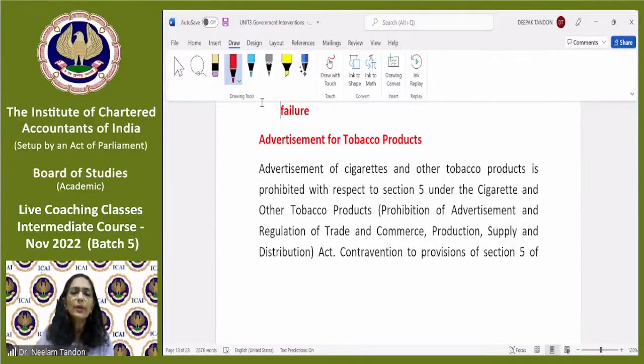Because people should know when they are investing their money in mutual funds, if the market is going to change, rates are going to change, your returns will change. So these are the guidelines which are given.